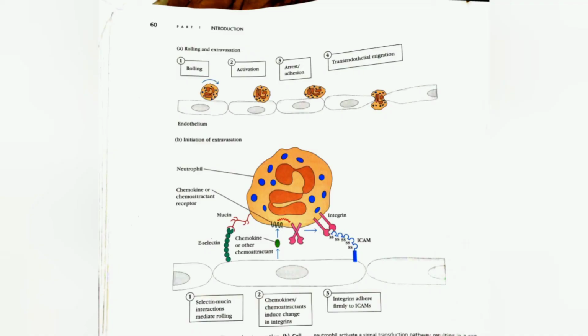To summarize the entire process, the extravasation process involves four main steps, that is rolling, activation, arrest or adhesion, followed by transendothelial migration. In the initiation of extravasation, there are three steps involved: first, the selectin mucin interactions will mediate the rolling, followed by chemokines or chemoattractants, which induce a change in integrins, and that is followed by the integrins adhering firmly to the ICAMs.